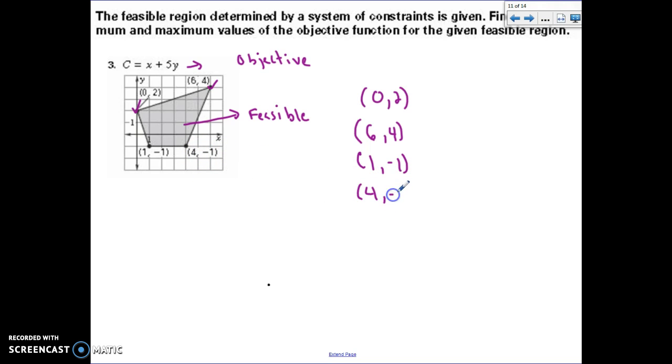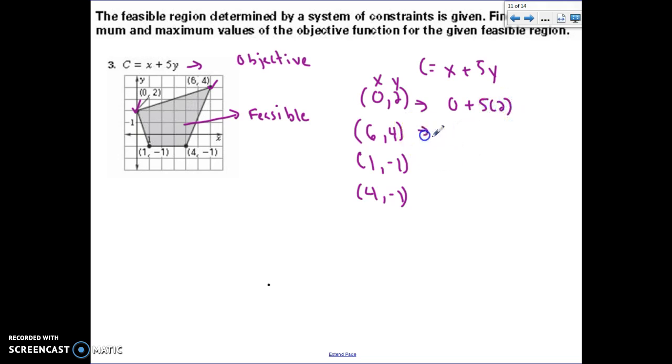So after I graphed all the inequalities, which I just graphed for you, and it created this shaded area right here, I found all the intersection points between all the lines. And what I'm going to do with each of these points is plug it into this objective function. So I'm going to plug it into c equals x plus 5y. So I'm going to put 0 in place of x and 2 in place of y. So I have 0 plus 5 times 2.